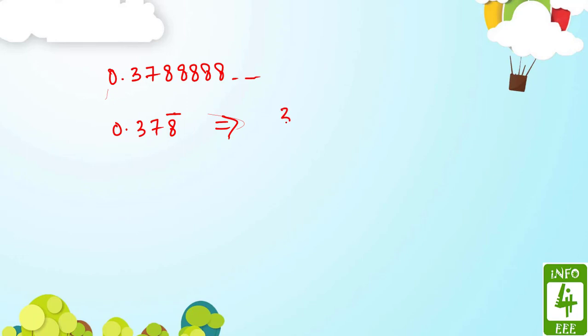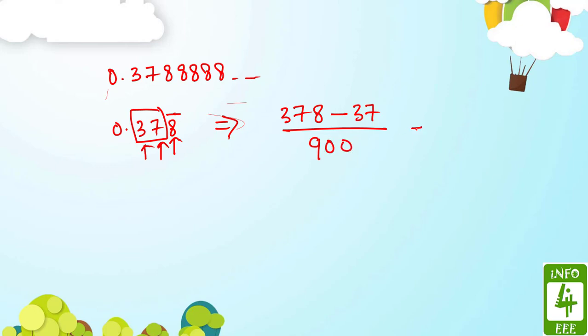Let's do one more problem. Let's say we have a question like 0.378888, so we have only 8 repeating, so it is something like 0.37 8 bar, bar is on only 8, right? So what you need to do, you need to write the whole number, and you need to subtract the number on which we do not have bar. We do not have bar on 37, so you need to subtract 37 here. Now the total numbers on which we have bar is only 1, so we just need to write 9, and the numbers on which we do not have bar are two, so we need to write two zeros. So the answer will be 341 upon 900.